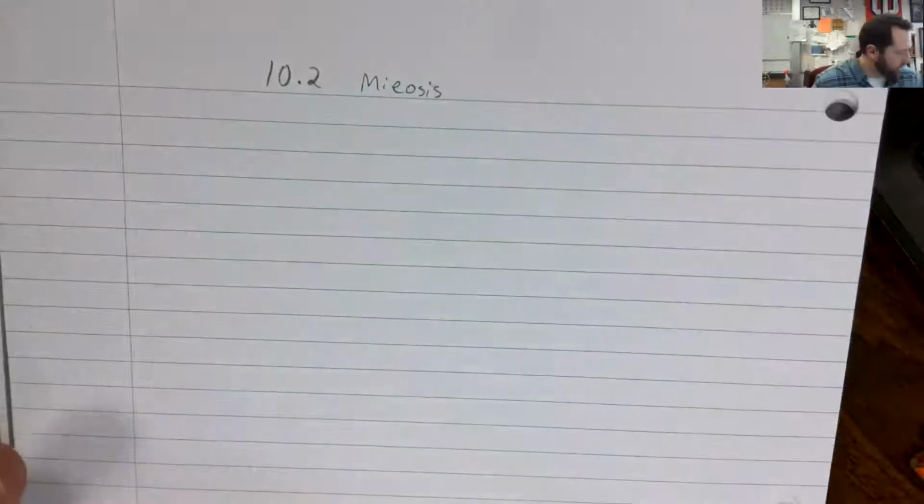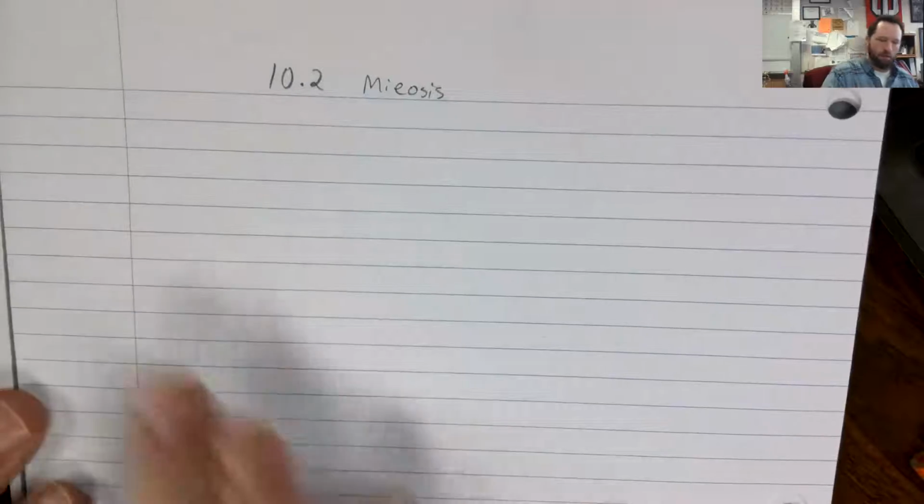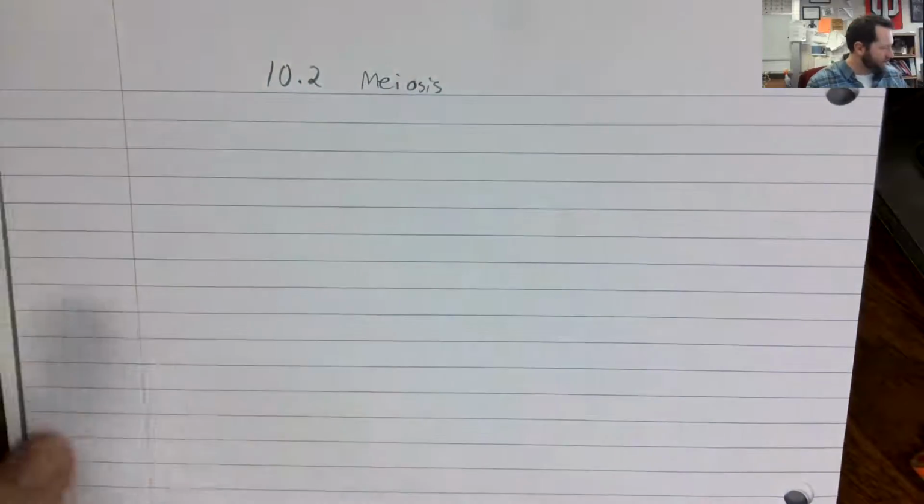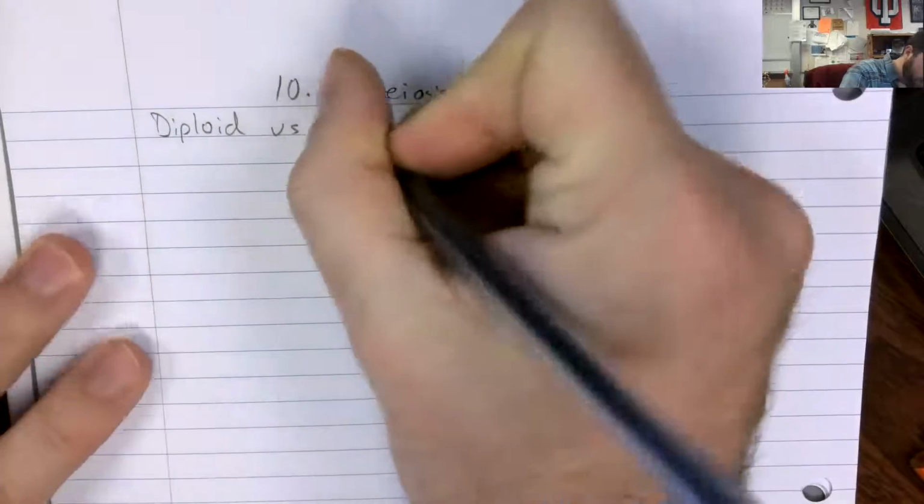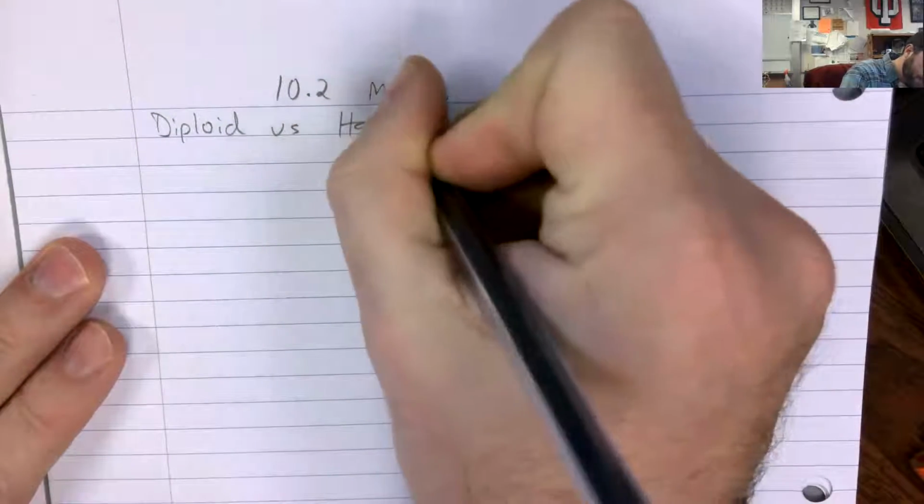So we're in unit 10.2. We're taking a look at meiosis. Oops, excuse me. That's why I emphasize the "me" portion of it so we can spell it correctly. Meiosis. All right, there we go. So starting off, some difference in terminology. Diploid versus haploid.